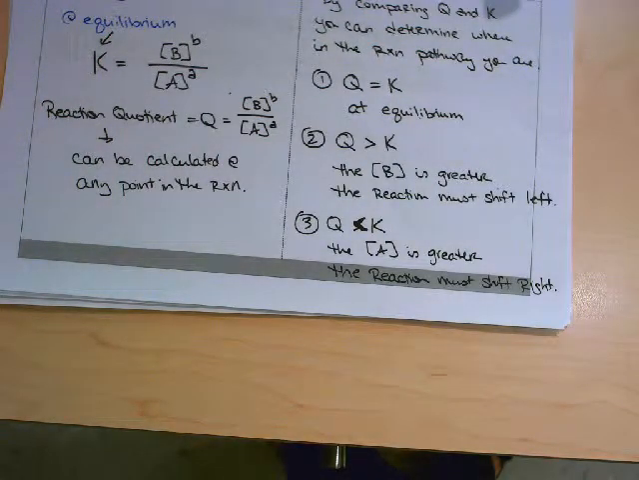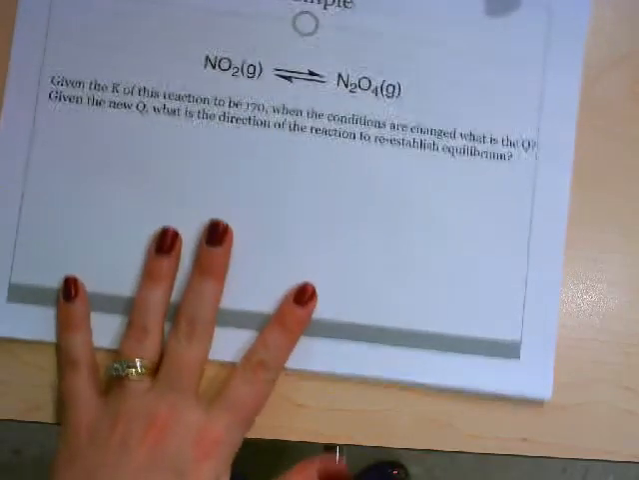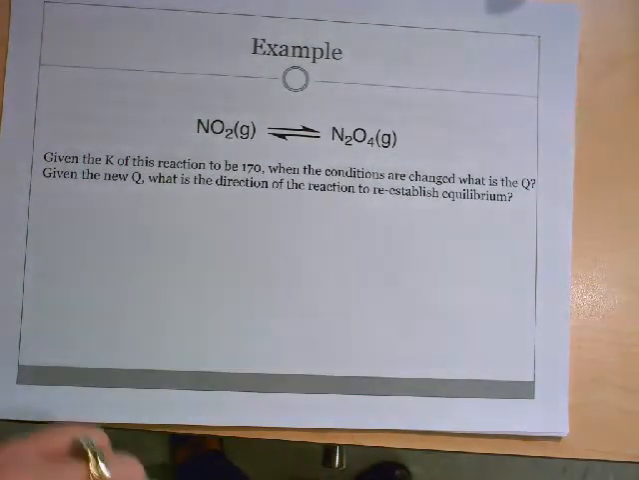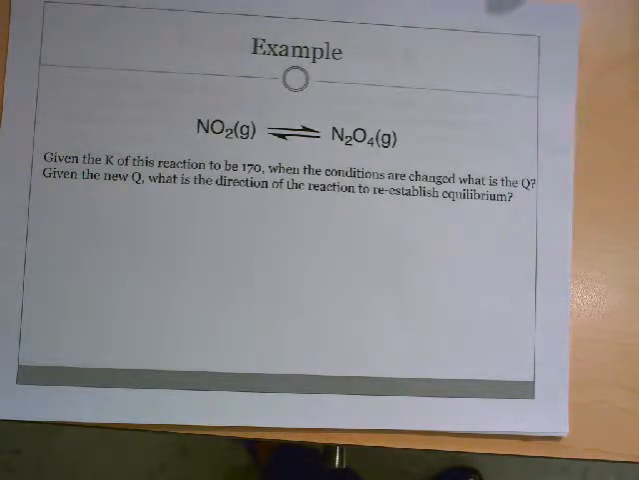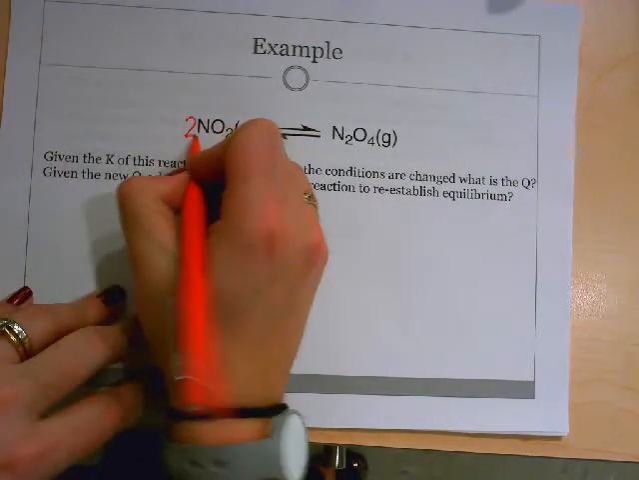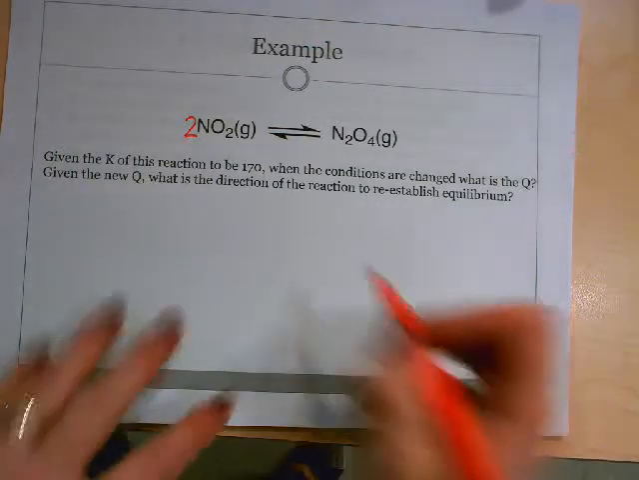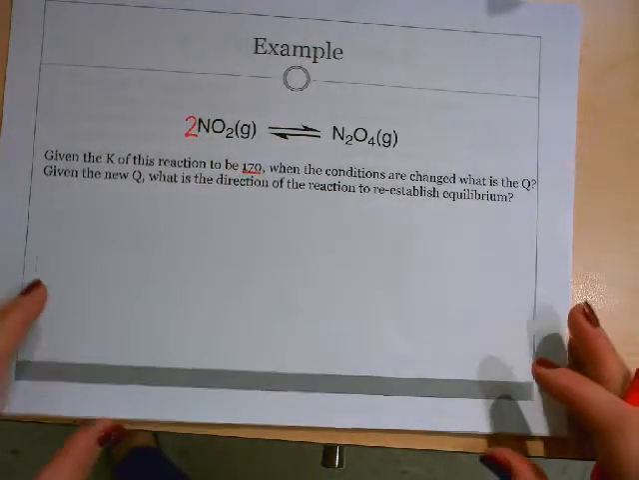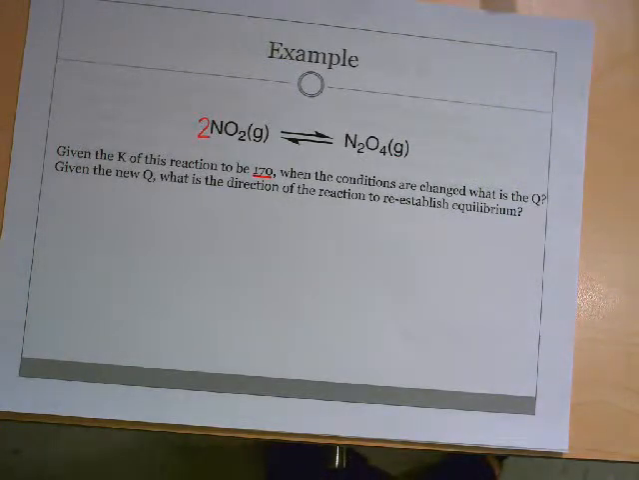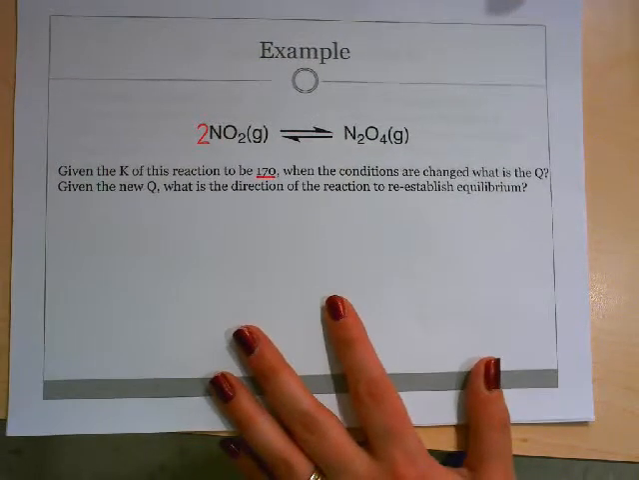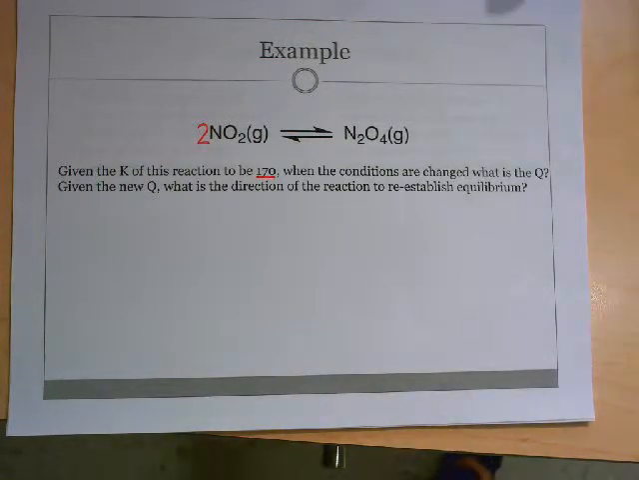Alright, so then how about we do some practice problems with that. Let's see how this works out. Alright, so let's say I have this reaction. I have nitrogen dioxide, I'm missing a 2. There we go. 2 nitrogen dioxides are in equilibrium with dinitrogen tetroxide. The reaction has a known K, 170. And we're going to do some things to it to determine the Q. And then given this Q, which direction does the reaction need to shift?